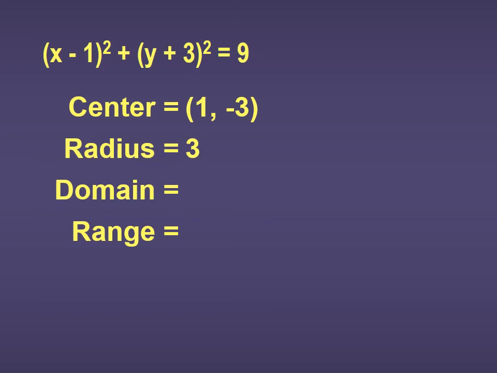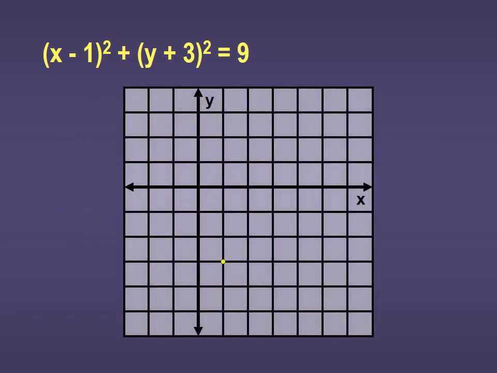Okay, now what about domain and range? How can we figure that out? Well, let's look at the circle. Center at 1 comma negative 3, radius of 3. Okay, so here's our circle. Domain looks like it's coming from negative 2, right? That's your smallest x value, all the way to, what number is that? 1, 2, 3, 4, all the way to 4. 4 looks like the highest x number.